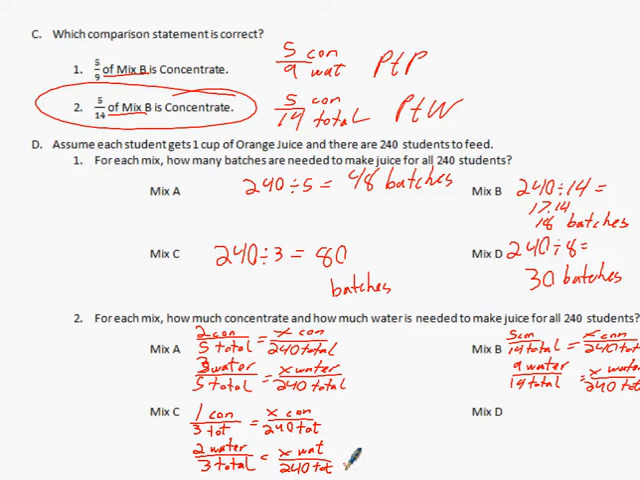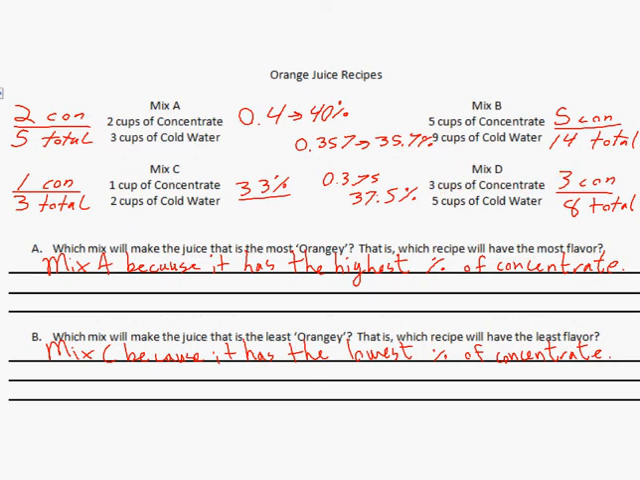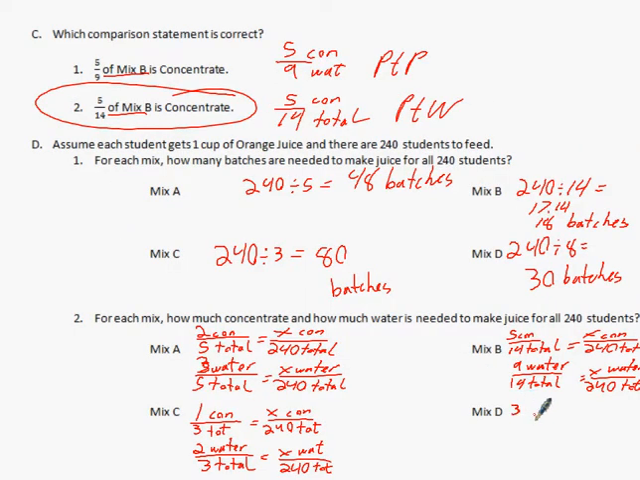And lastly, mix D is 3 cups concentrate, I believe. Yep, 3 cups concentrate, 5 cups cold water. So 3 con, 8 total, 5 water, 8 total, x con over 240 total, x water over 240 total.